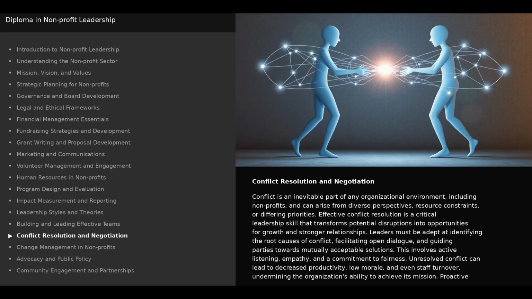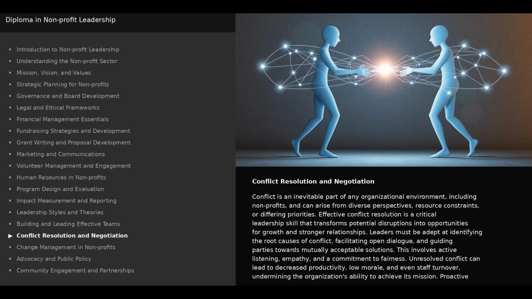Conflict resolution and negotiation. Conflict is an inevitable part of any organizational environment, including nonprofits, and can arise from diverse perspectives, resource constraints, or differing priorities. Effective conflict resolution is a critical leadership skill that transforms potential disruptions into opportunities for growth and stronger relationships. Leaders must be adept at identifying the root causes of conflict, facilitating open dialogue, and guiding parties towards mutually acceptable solutions. This involves active listening, empathy, and a commitment to fairness.